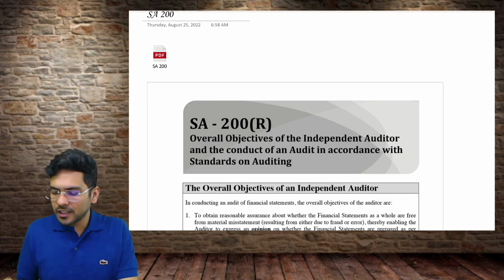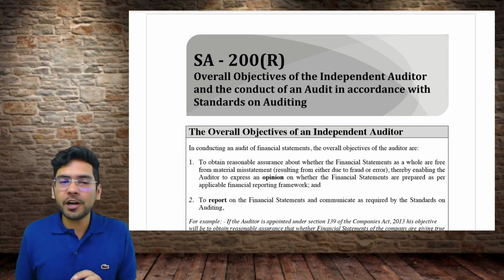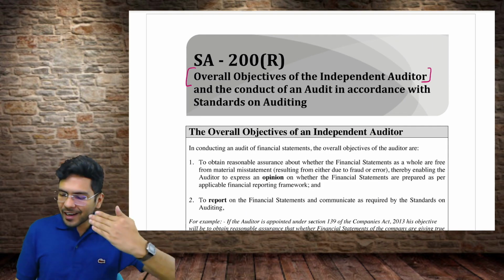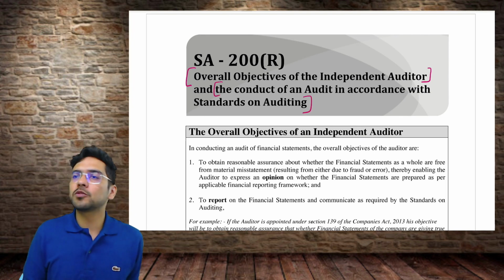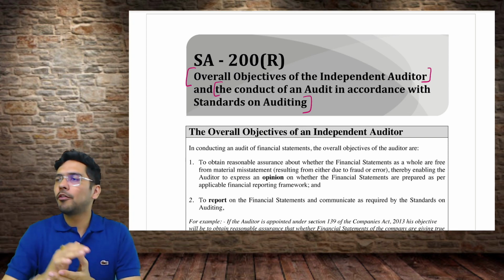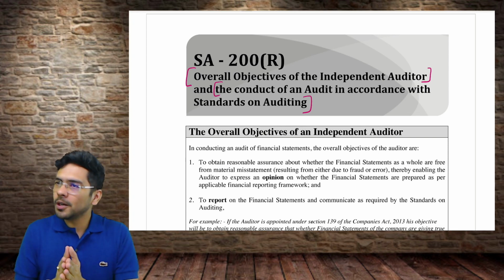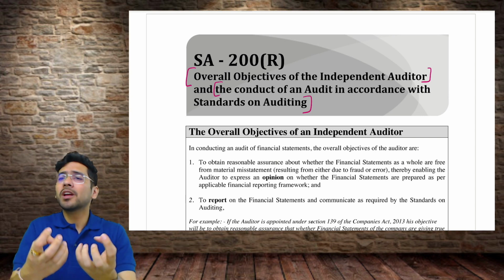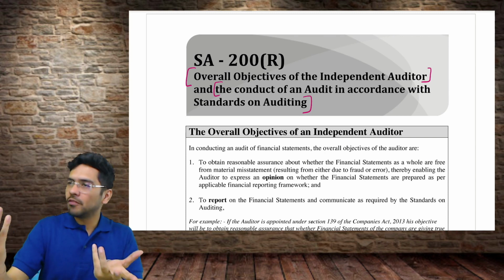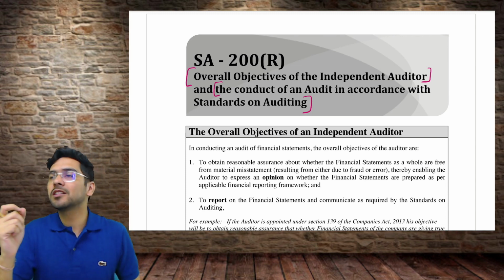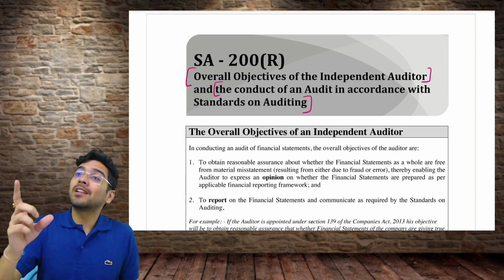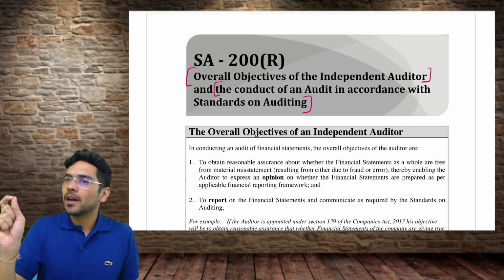So SA 200 says overall objectives of the independent auditor. There are two parts in the name: overall objectives of the independent auditor, and secondly the conduct of audit in accordance with what? Standards on Auditing. So all of you know this already. What is the objective of the auditor? To express an opinion on the financial statements. And what kind of assurance does he give? He gives reasonable assurance that the financial statements are giving a true and fair view. And when can I say that? When they are not misstated, or they are prepared as per the applicable FRF.